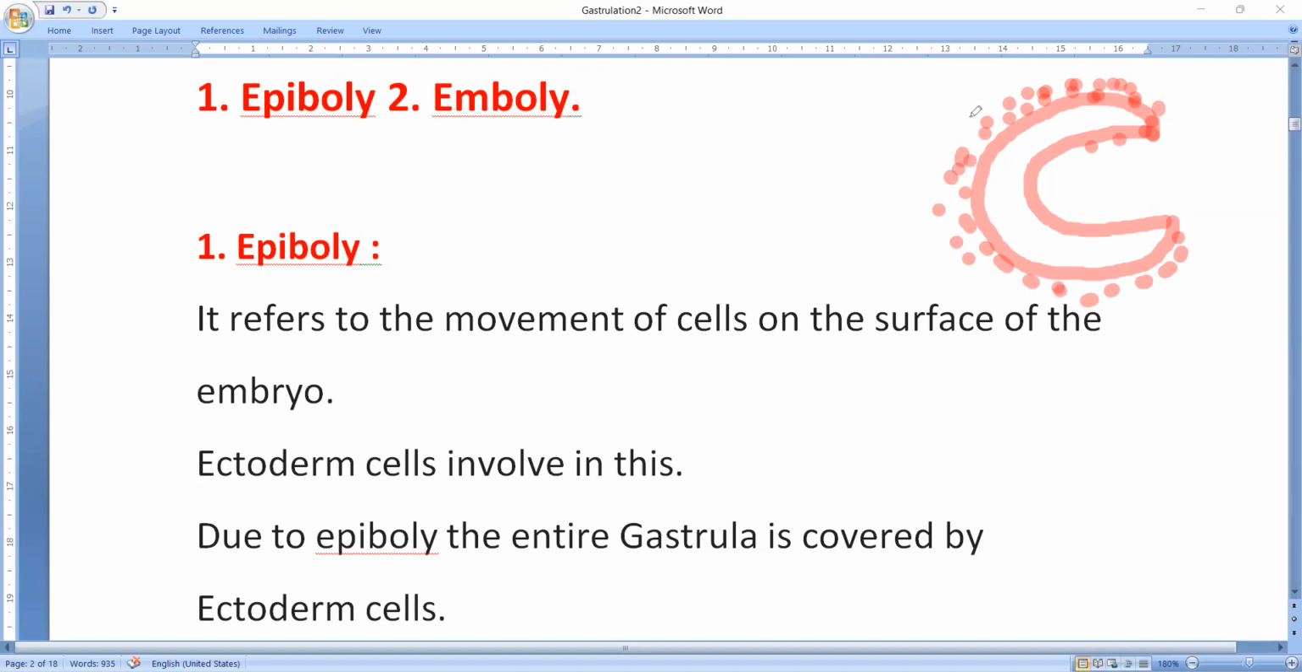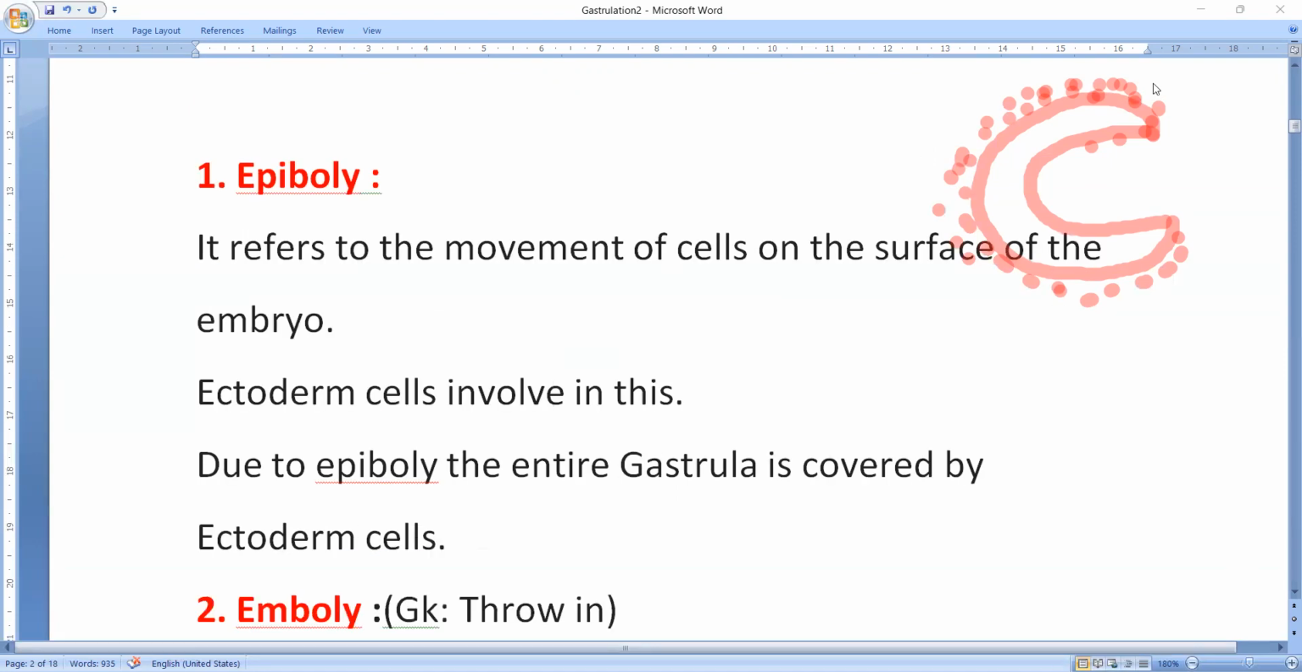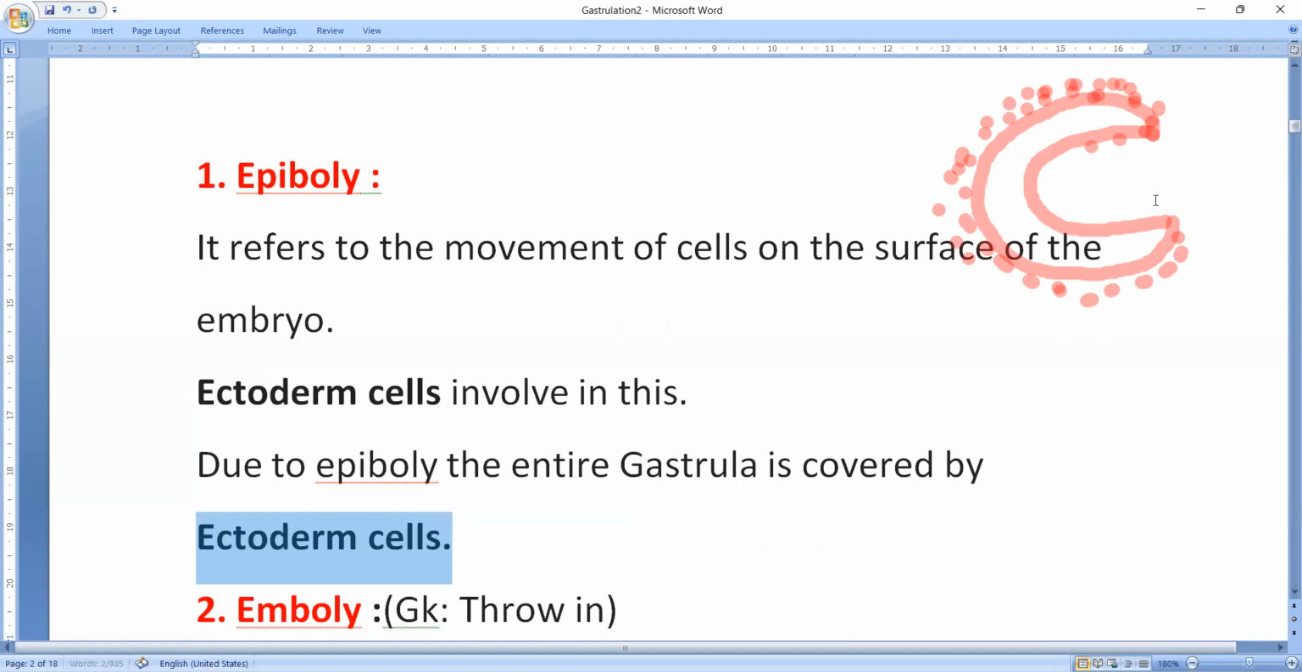So on the surface of the blastula, the future ectodermal cells occupy almost the total surface of the embryo. Such a phenomenon is known as epiboly. Remember, epiboly occurs in ectoderm cells. Ectoderm cells are involved in this. Due to epiboly, the entire gastrula is covered by ectodermal cells. That is, all the epidermal cells cover the gastrula.